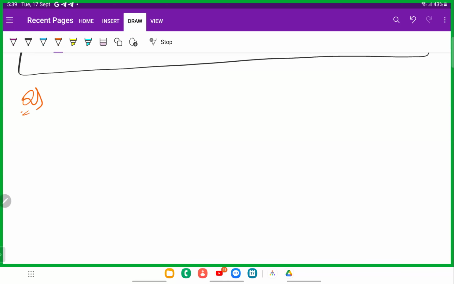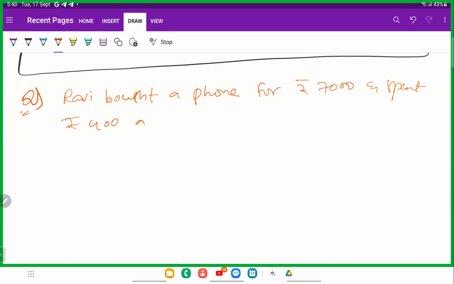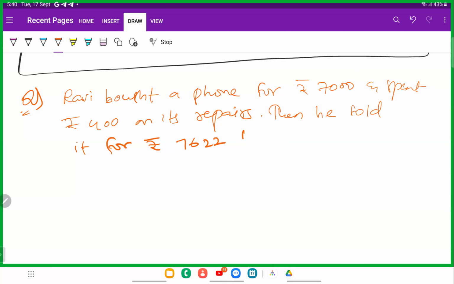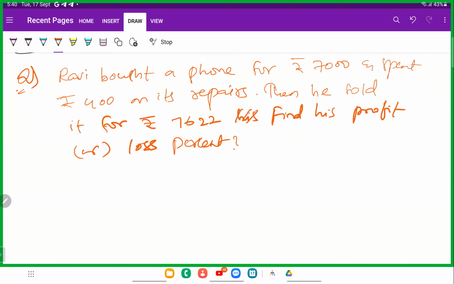So the question is: Ravi bought a phone for rupees 7,000 and spent rupees 400 on its repairs. Then he sold it for rupees 7,622. Find his profit or loss percentage. I give you 2 to 3 minutes of time. Please send your answers on the chat box.